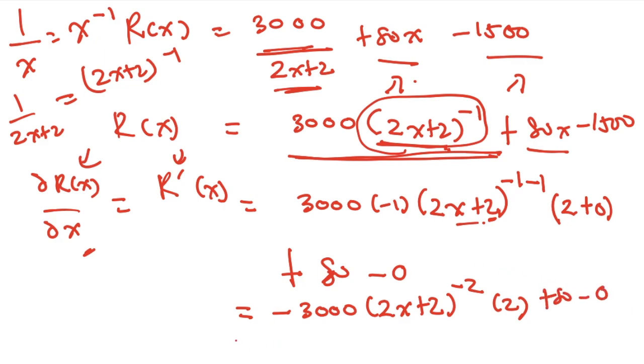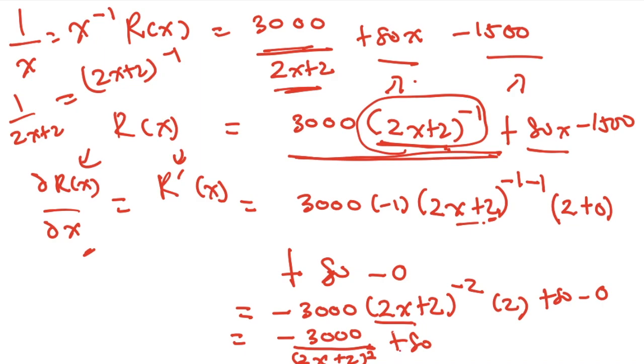If I simplify further, then I get minus 3000 over, I can change this back to the denominator position. So it becomes (2x plus 2) to the power of 2, or squared, plus 80 minus 0 minus 0.